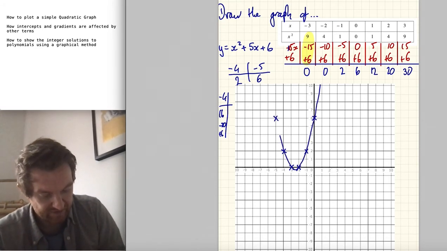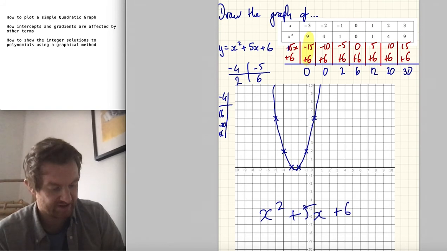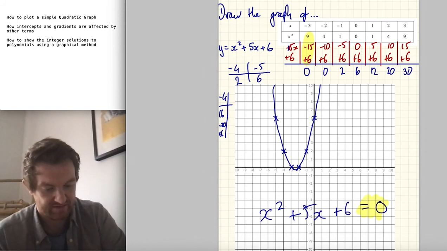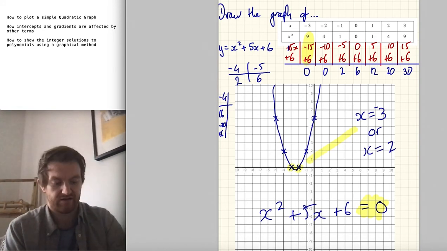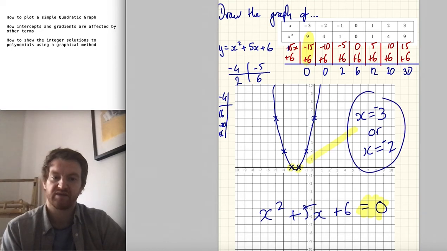What about if we wanted to solve x squared plus 5x plus 6 equals 0? And again, we know that when we want to solve, it's equal to 0. And we can see it's equal to 0 in two places. So x is negative 3 or x is negative 2, and they're both negative. So those are the solutions. If it asks you to show the solutions, it would be something like this.